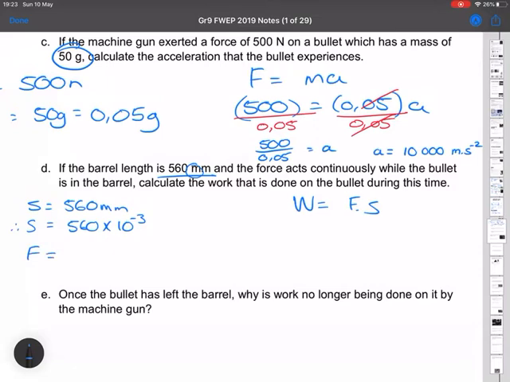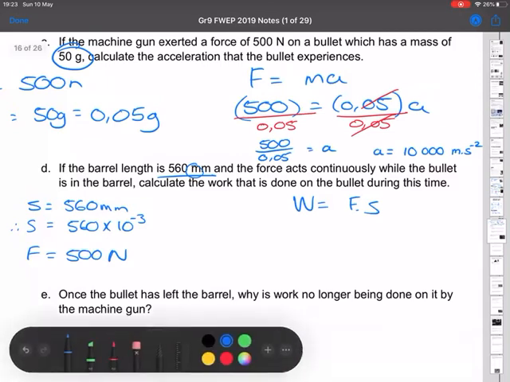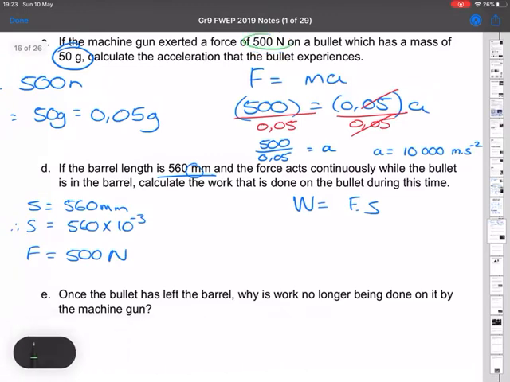And the force is 500 newtons. I could give you an example and say that it's 500 kilonewtons for argument's sake. Okay, so you need to take your answer from the previous question and use it over here. So that's where the 500 comes from.